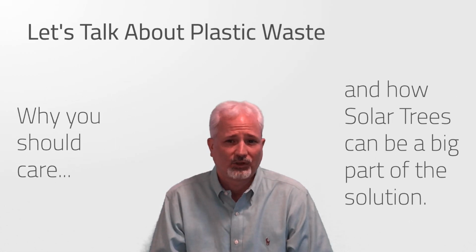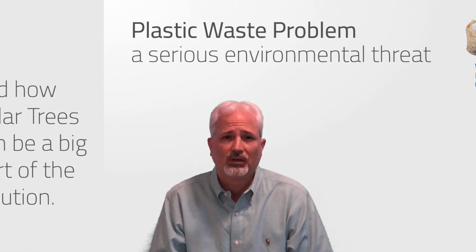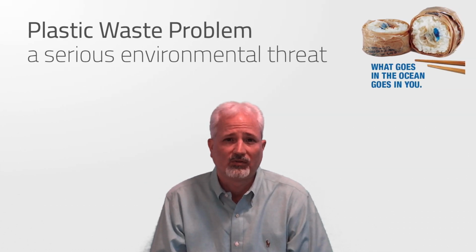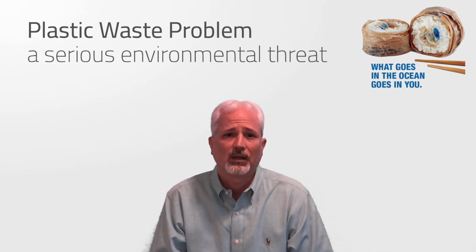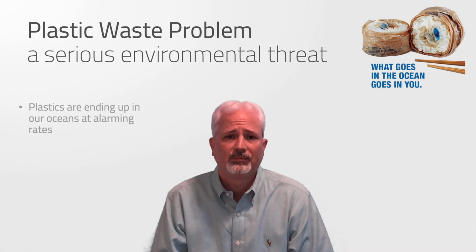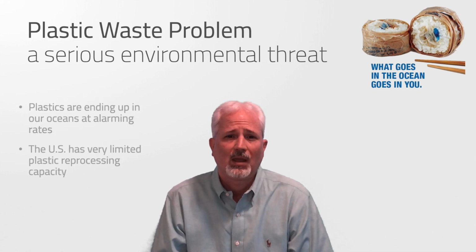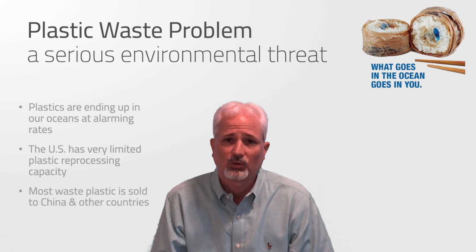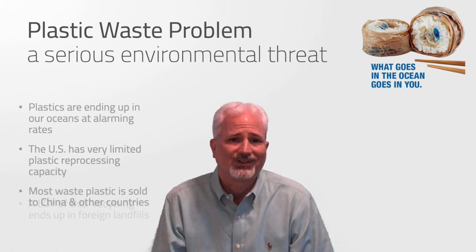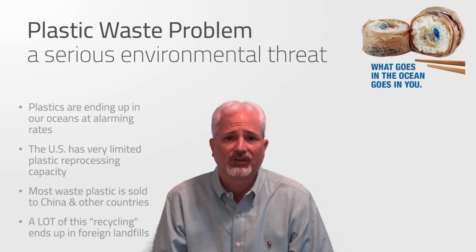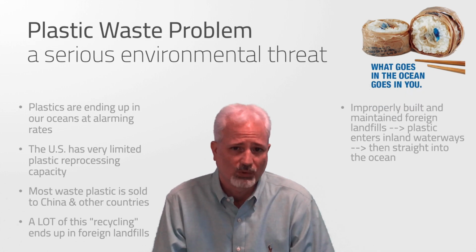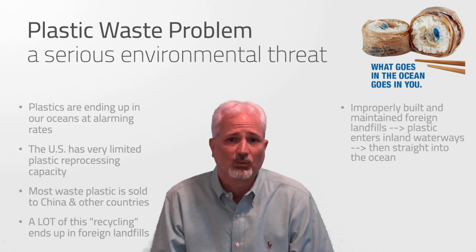Let's talk about plastic waste, why you should care, and how solar trees can be a big part of the solution. The plastic waste problem is a serious environmental threat. Plastics are ending up in our oceans at alarming rates. The U.S. has very limited plastic reprocessing capacity. Most of our plastic waste is sold to China or other countries, and a lot of this recycling ends up in foreign landfills. This is due to improperly built and maintained foreign landfills. The plastic enters inland waterways and then from there straight into the ocean.